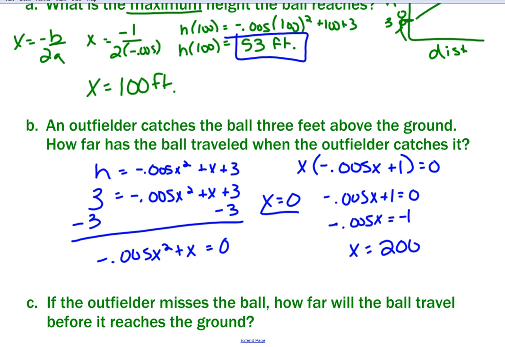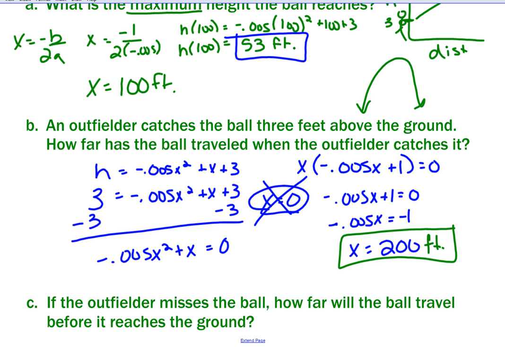So how far the ball has traveled, it obviously hasn't traveled 0, right? That was the starting point. That was when I hit it from 3 feet. So my ball has traveled 200 feet when he catches it at 3 feet. And if you think about the parabola that goes up, if this is 3 feet where he hit it, this would be the 3 feet where he caught it. So these are reflection points, these two that I would find right here.